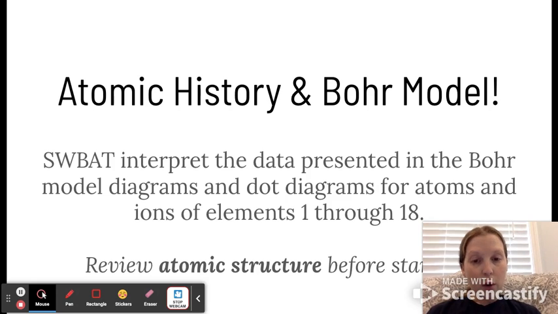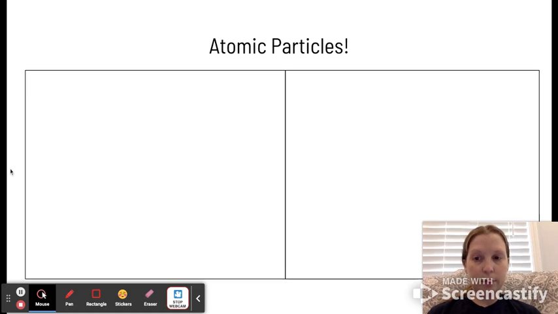That's what we're focusing on today. And before you get going, if you struggled with the last lesson on atomic structure, please make sure to go back and review that before you start.